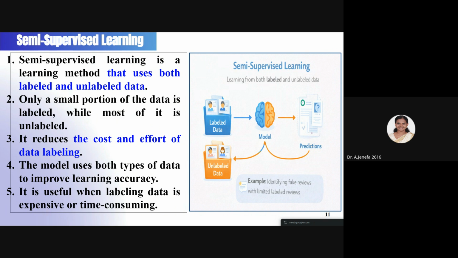So what is the main advantage of semi-supervised learning? It is very useful when labeling data is expensive or time consuming. Also, this model uses both types of data to improve learning accuracy. Since we are using both supervised and unsupervised learning algorithms, would it be time consuming? No, it's not time consuming. It will give you a faster time to predict the samples.